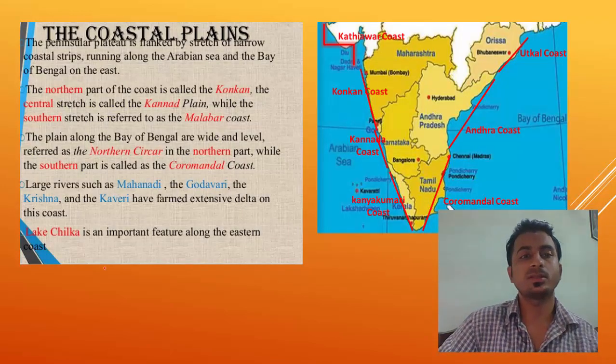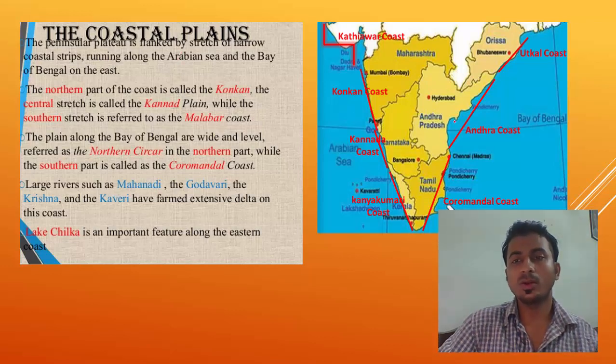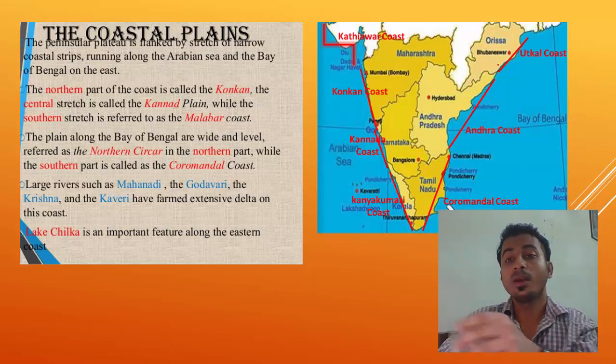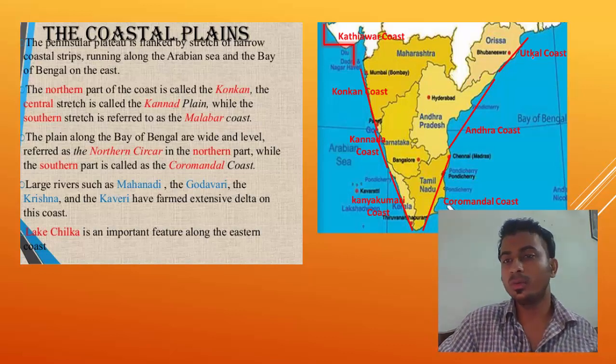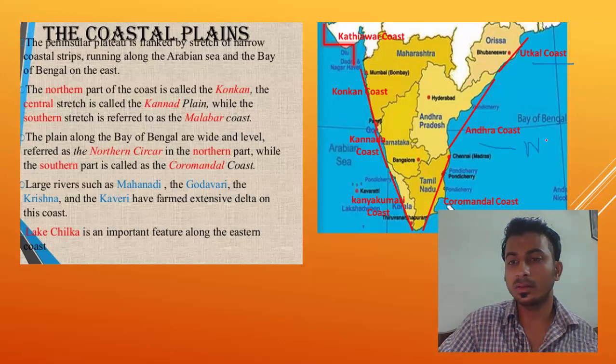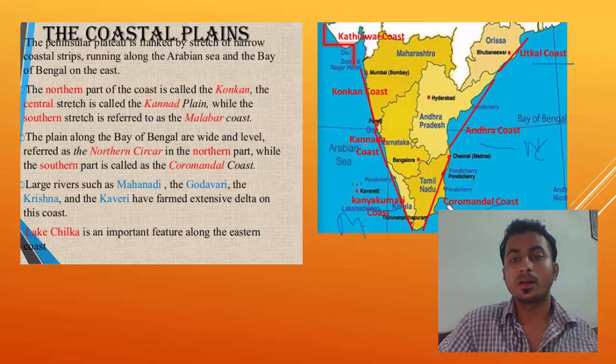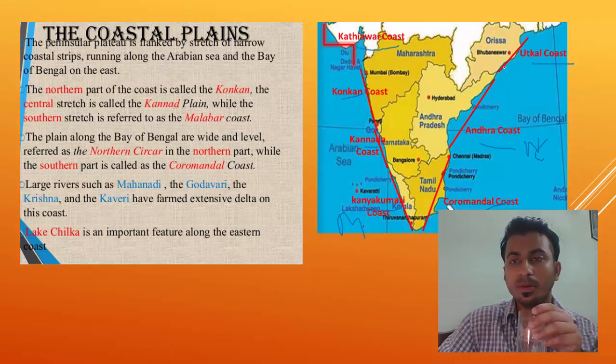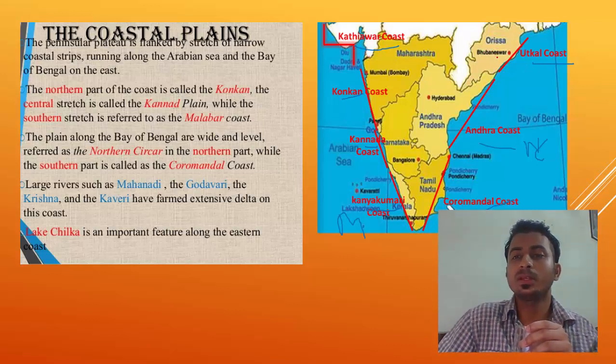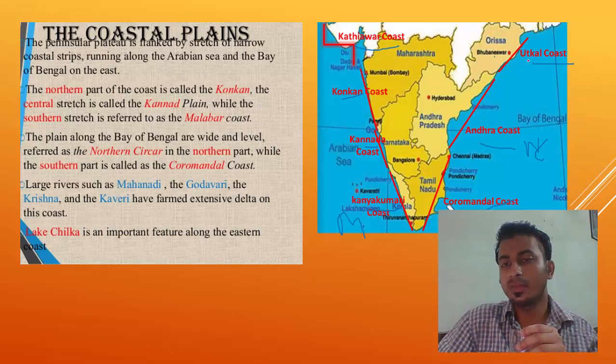Okay, the coastal plains. Now we have talked about Eastern Ghats and Western Ghats. Now we will talk about coastal plains. Earlier in the Indian map, I told you about coastal plain, Utkal coast, Andhra or Northern Sircar, Coromandel, Kanyakumari or Malabar, Kannada or Konkan coast, and then Kathiawar coast. You can remember the state and link it with the coast.